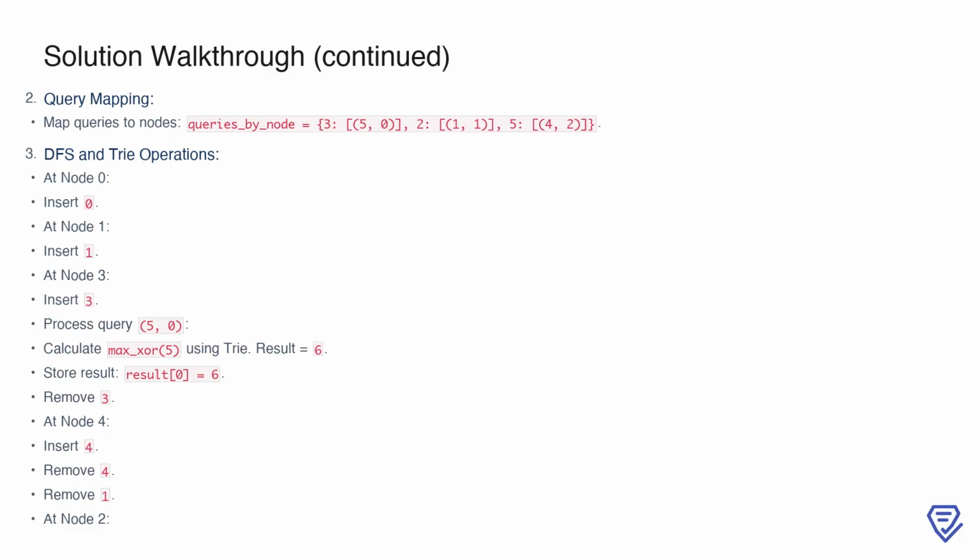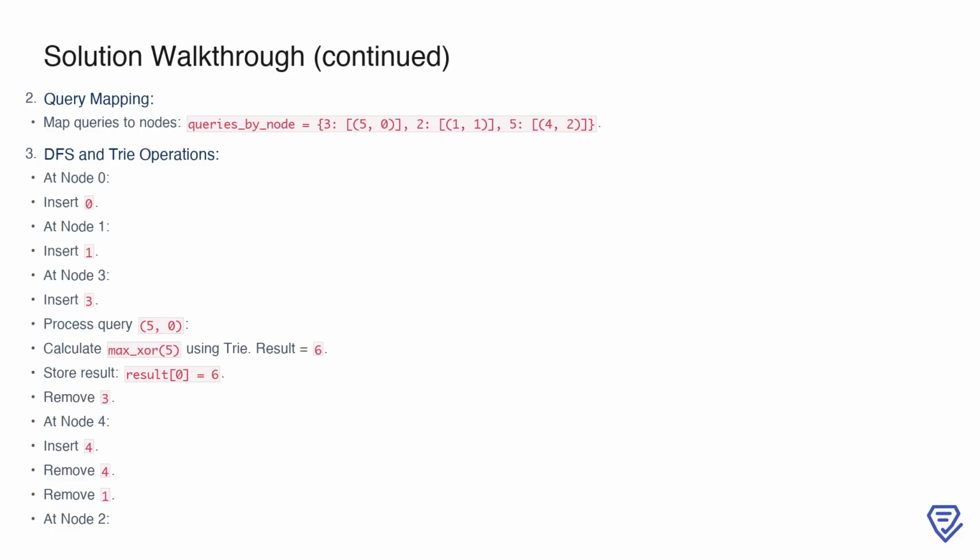In this larger example, we start by mapping the queries to their respective nodes. The queries_by_node dictionary is created as follows. Node 3 has the query 5, 0, node 2 has the query 1, 1, and node 5 has the query 4, 2. With the queries mapped, we proceed with the DFS and tree operations.